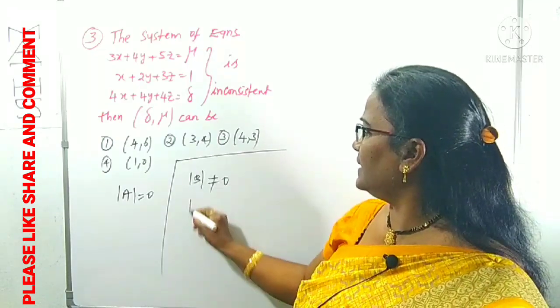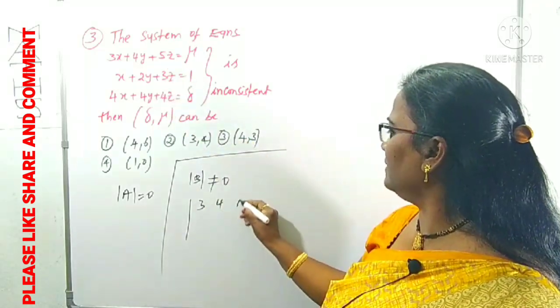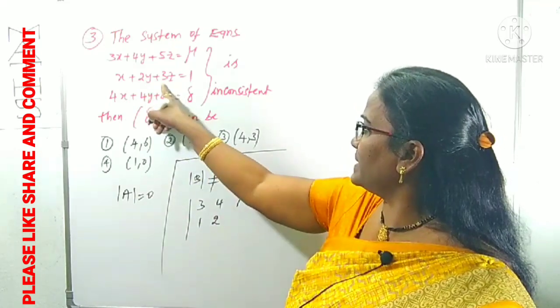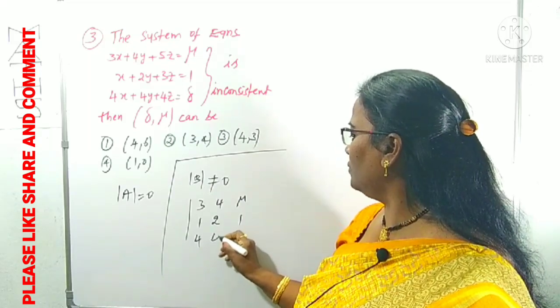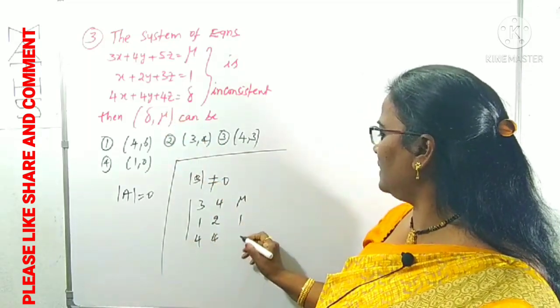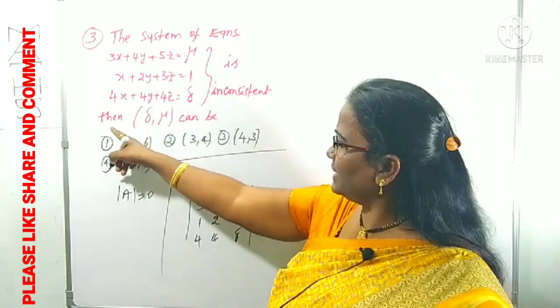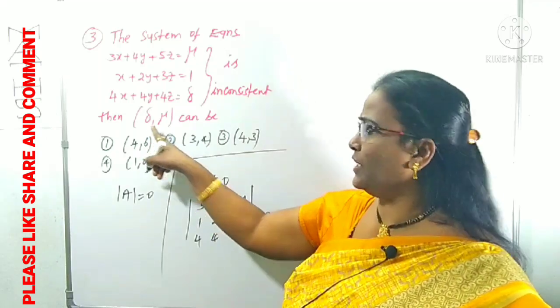We have to take the determinant of 3, 4, and I am missing 5 and taking mu. Then 1, 2, 1, 2. I am missing the 3 and taking 1, the constant. And the 4, 4, I am missing this 4, and the determinant is not equal to 0. So finally we have to find the ordered pairs delta and mu.